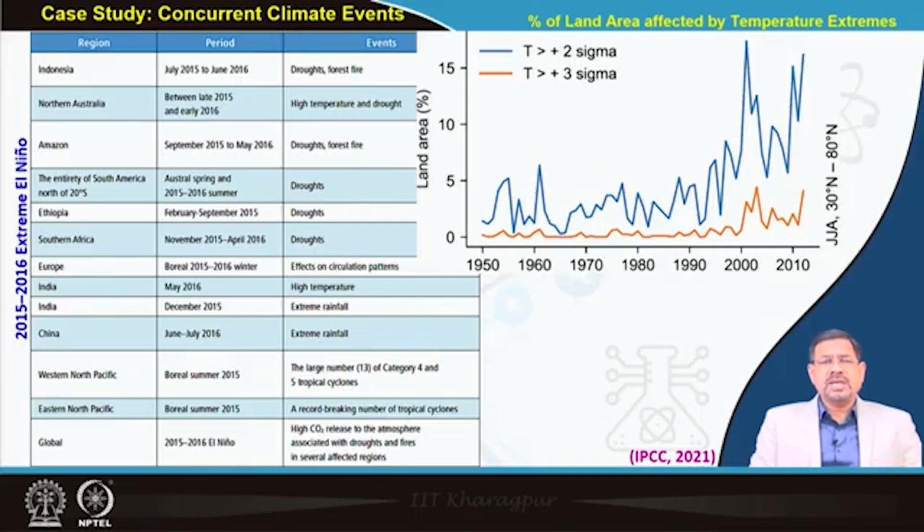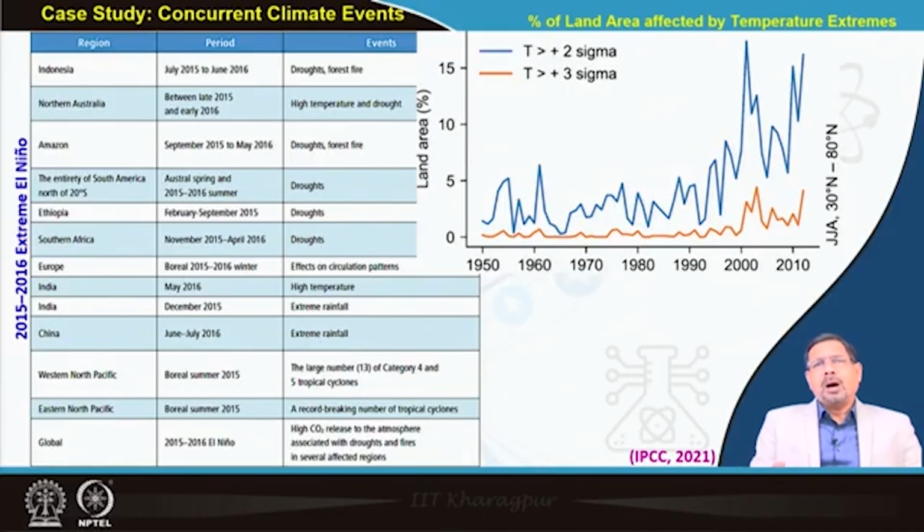So, because of this extreme El Nino between 2015 to 2016, you can see as far as India is concerned, in May 2016 very high temperature was observed. In December 2015 extreme rainfall was received. So, these are the extreme impacts of extreme El Nino events during 2015 to 2016.